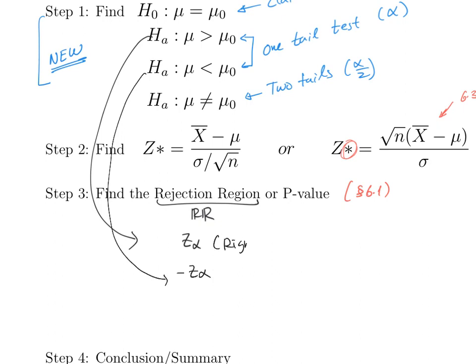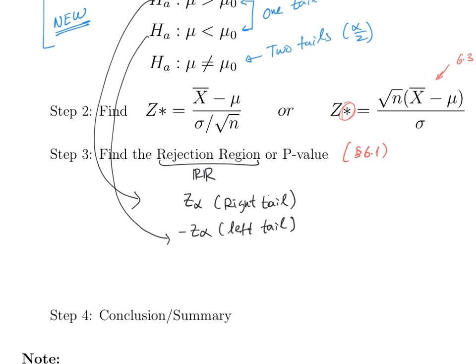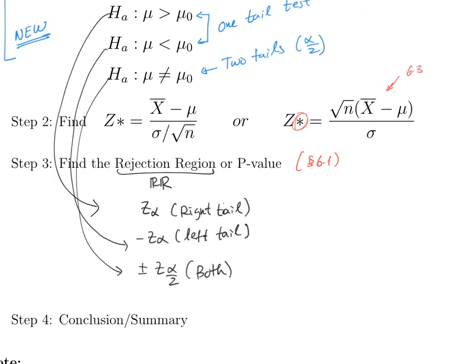So this is our right tail, and this will be a left tail, which is one tail only. And then if this is the case, you're going to have plus or minus Z of alpha over 2, when this will be both of them. Okay? Then that's the rejection region.